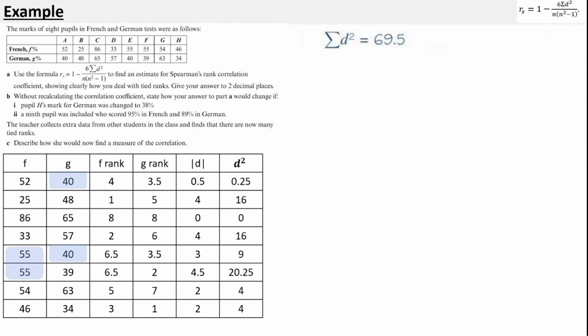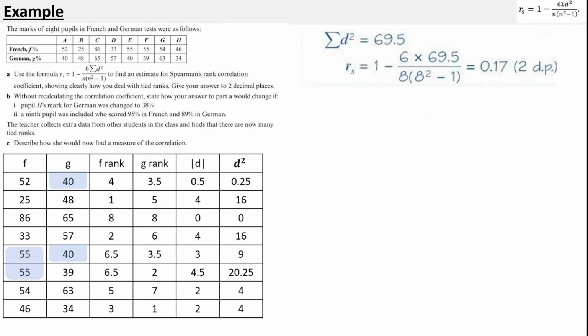Okay, so now that we've got that 69.5, we're just going to substitute into the formula. N was given to us in the question. We know that N equals 8. And we're just going to substitute in 1 minus 6 times 69.5 over 8 multiplied by 8 squared minus 1. Putting all of that in gets us a correlation coefficient of 0.17. There's very weak positive correlation between the score you get in French and the score you get in German.